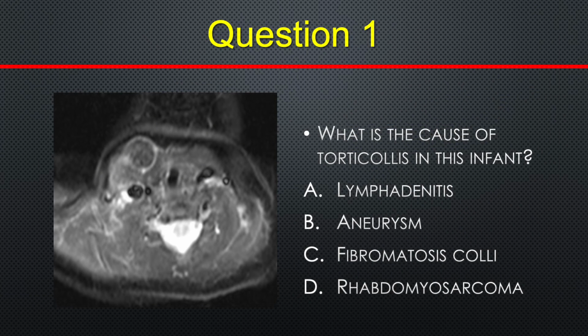So let's go to that case of what is the cause of torticollis in this patient. You have this focal enlargement here. Kind of difficult to tell what's going on. But if you look at it, it's actually just focal enlargement of the sternocleidomastoid muscle. Post-contrast sequence. And so this is fibromatosis coli. It's not an enhancing tumor. It's not an aneurysm. And it's not a lymph node.